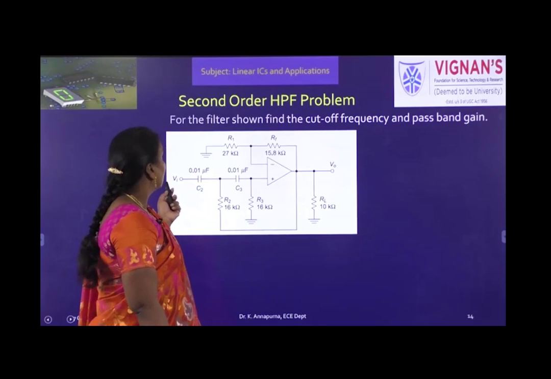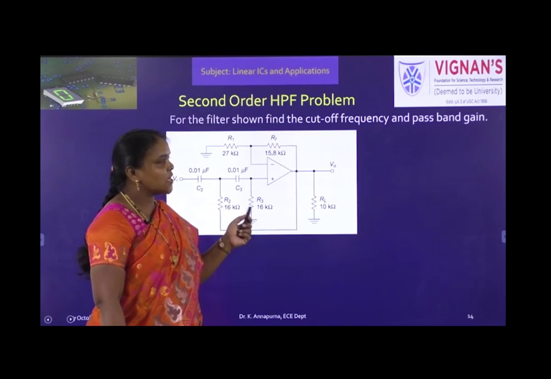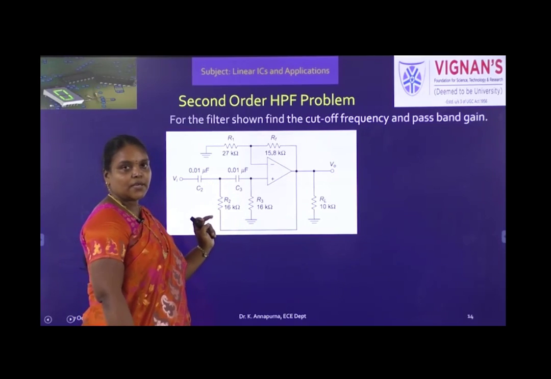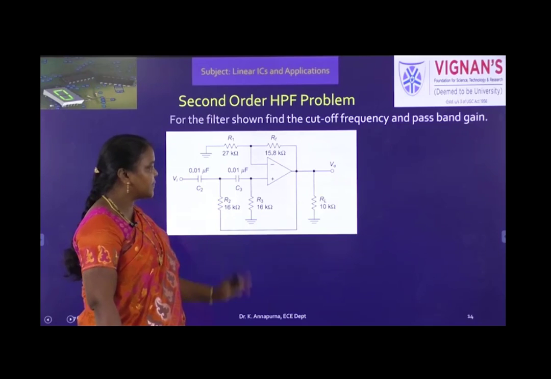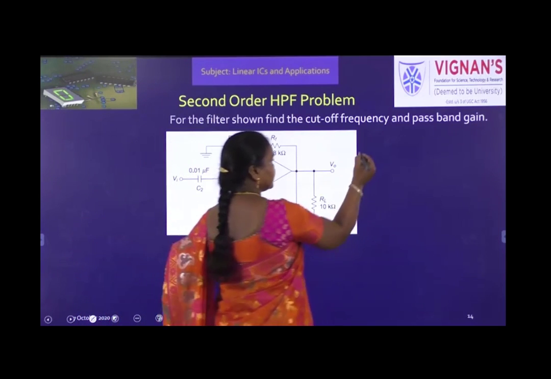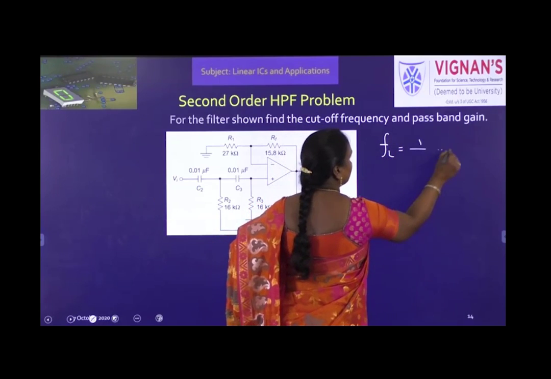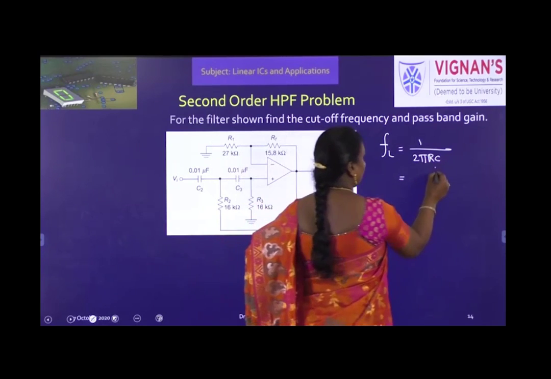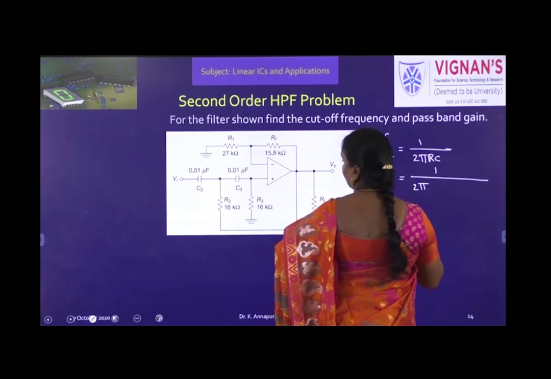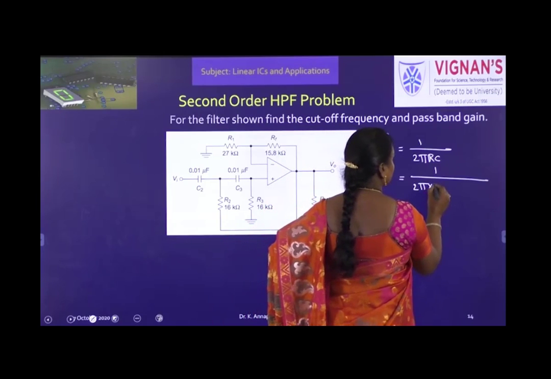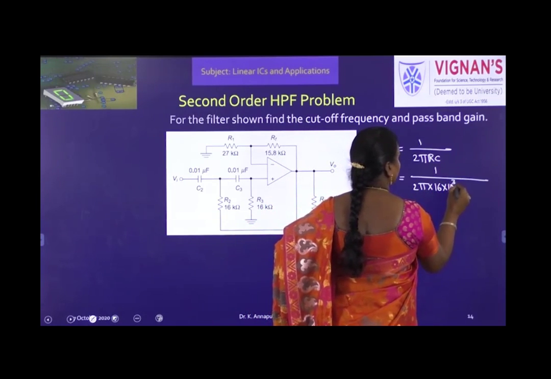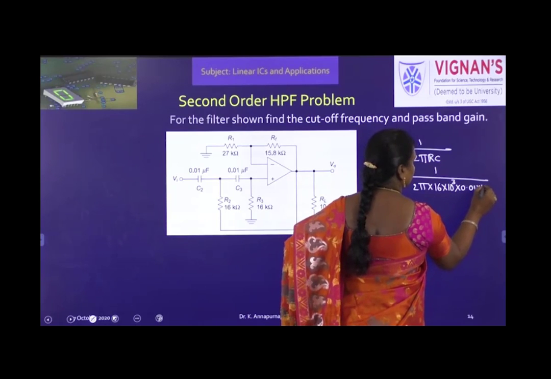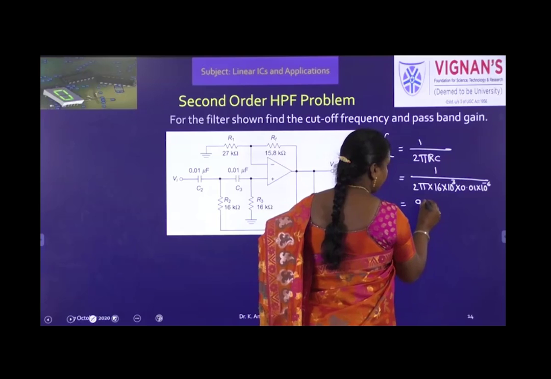Now, let us see a problem. For the filter shown, find the cutoff frequency and passband gain. So, this is second order because two RC sections are there. Second order, and here it is high pass. So, second order high pass filter. What is the cutoff frequency formula? FL equal to 1 by 2 pi RC. So, substitute the values: 2 pi, and what is R? 16 kilo ohms. And what is C? 0.01 microfarads. It is 994 hertz.